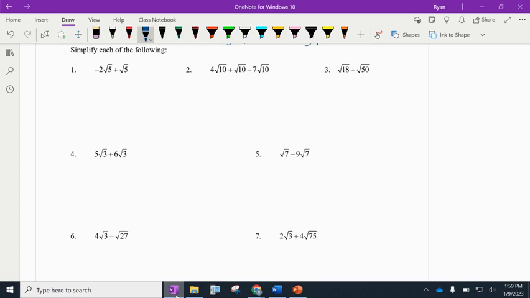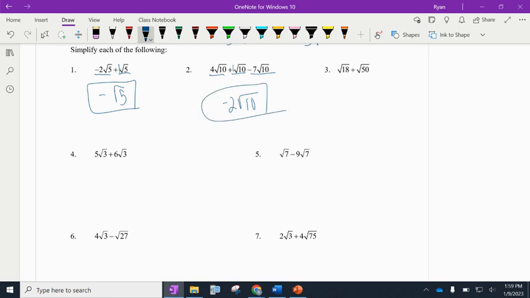All right, now let's look at some more examples of these using those same principles. In number 1, we have negative 2 square root of 5 plus 1 square root of 5. So when we combine those together, we keep the square root of 5. Add your coefficients. Negative 2 plus 1 is negative 1 square root of 5. You can put that 1 in there or not. It doesn't matter. In number 2, we have 4 square root of 10 plus 1 square root of 10 minus 7 square root of 10. So our answer is going to have square root of 10 in it. 4 plus 1 is 5. 5 minus 7 is negative 2 square root of 10.